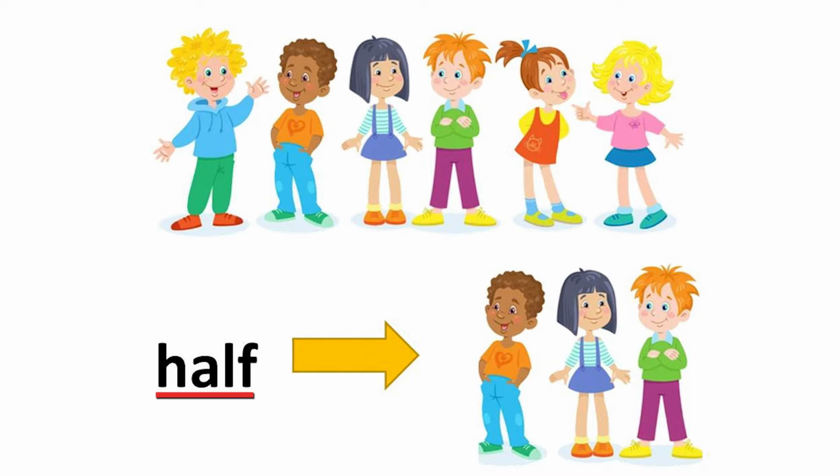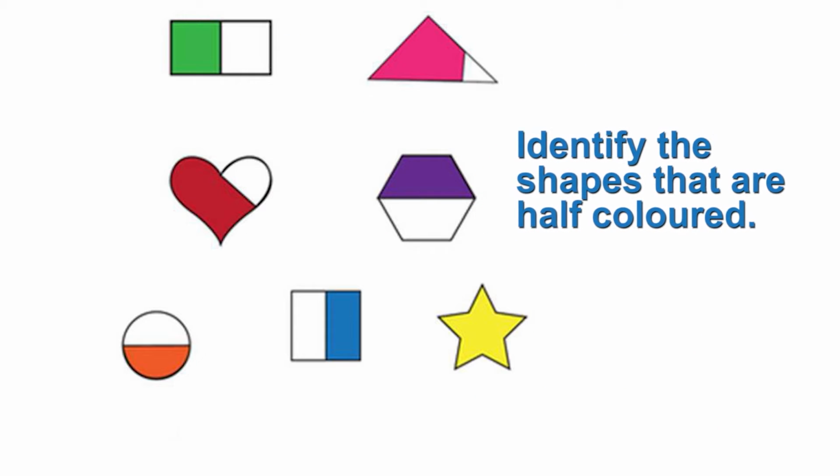Remember, half is spelled H-A-L-F, half. I would like you to look at the shapes on the screen, and we are going to identify the shapes that have half colored. So pay attention, look at them carefully. Remember, half means equally divided into 2 parts. So look at them, see which shape is divided into half, and then I'm going to reveal the answer. So take some time, pay attention, look at them one by one, and you decide which of those are divided in half.